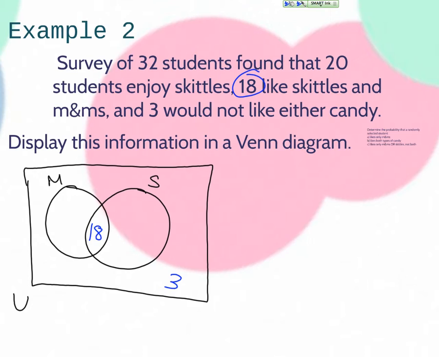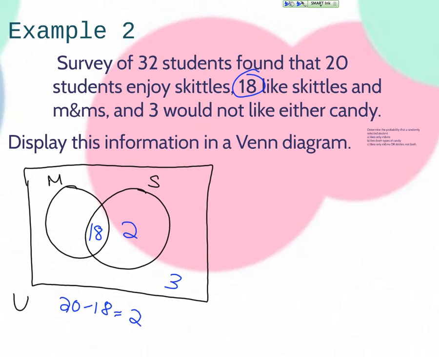Well, how many total students like Skittles? 20. So if I take 20, which should be this whole circle here, the Skittles circle has to add up to 20. I can take 20, I can take away the 18 that like both, and find out that 2 students only like Skittles and don't like M&Ms.